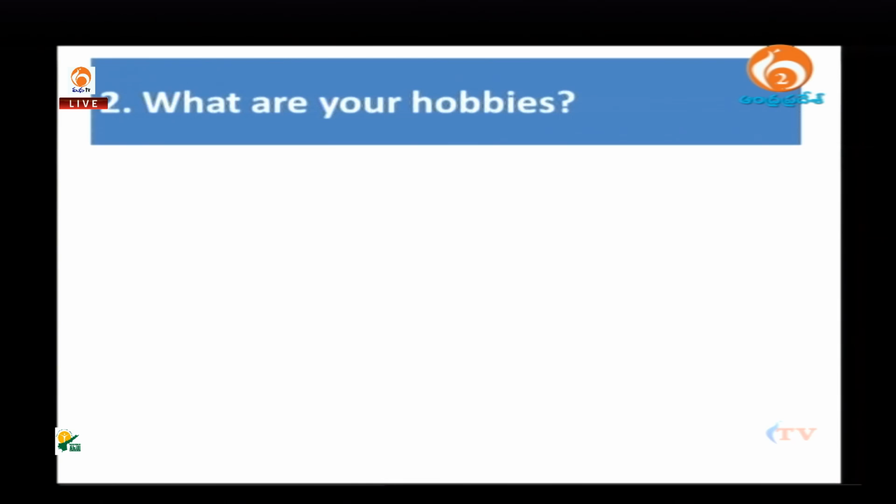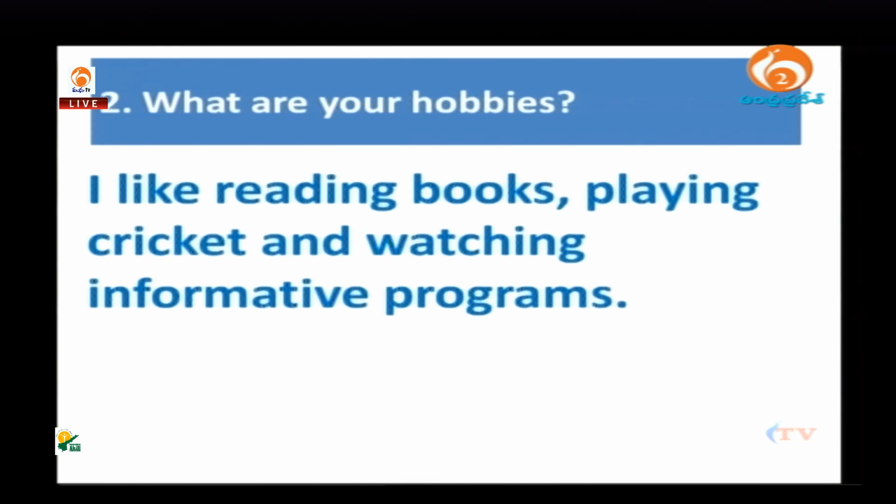You speak about your interests, but please do remember you need to give additional information. Say, for example, you like reading books. They may ask you what kind of books you like, who's your favorite author, which is your favorite book. These kinds of questions will follow.